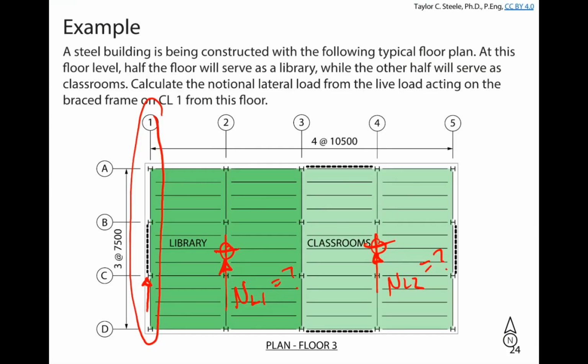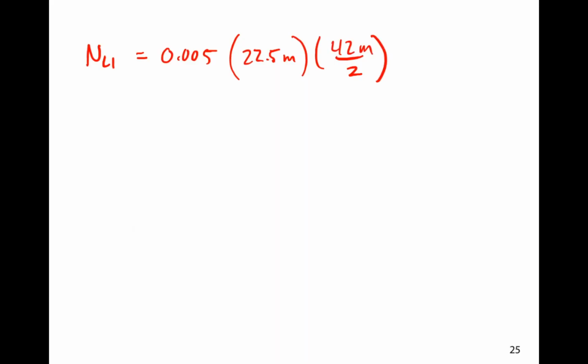Okay. So classrooms, yeah. So if we start with NL2, this is going to be 2.4 kPa. Anyone remember what it is for libraries? It's 7.2 for libraries. So we're going to see quite a bit more notional lateral load to the left here. So we might say, okay, NL1, that comes from our library. That's 0.005, which is the factor we multiply the gravity load by to get the notional lateral load. We've got 22.5 meters, and then we've got 42 meters over 2, because it's half the width of the building. And so that gets multiplied by 7.2 kPa.